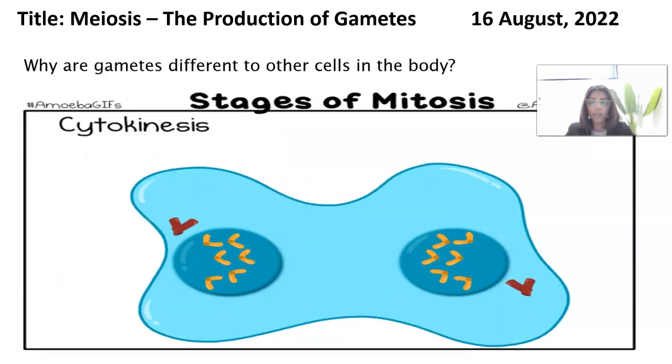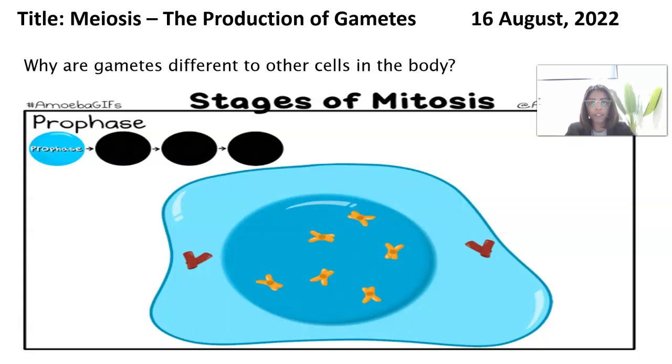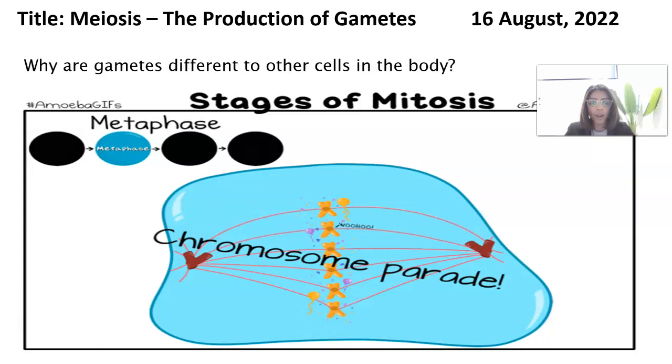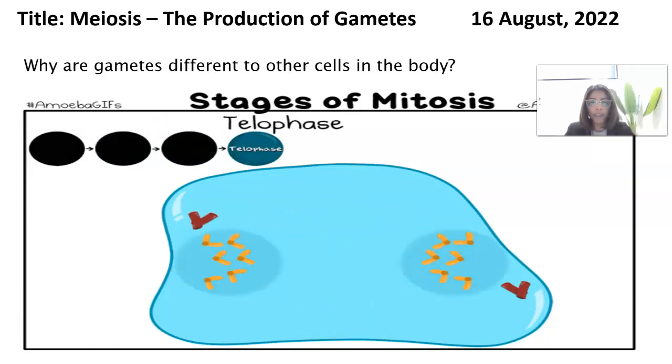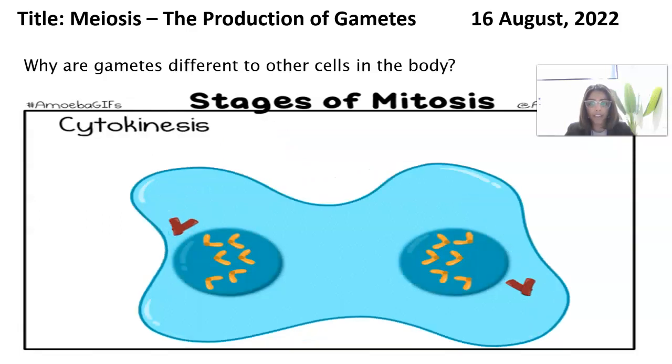In today's lesson, we're going to be looking at meiosis and how gametes are produced. So one of the questions that we need to be asking ourselves is, why is the production of gametes called meiosis, whereas the production of other somatic cells is called mitosis, and how is that different?